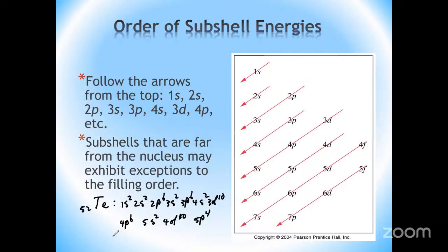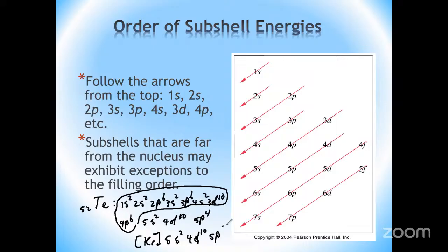Okay, so the next step is to identify the group 8 element that comes before it. And that would be what? Krypton, right? And krypton has an atomic number of 36, which basically takes care of all of this right here that I'm circling. Right? So therefore, the abbreviated electron configuration of tellurium would be the symbol for krypton, in parentheses, then 5s2, 4d10, 5p4. And that's what you do there.